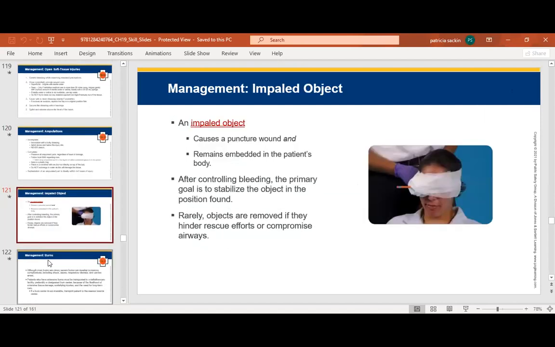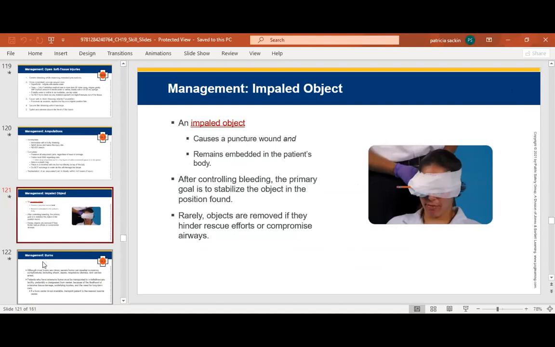Next. Impaled objects, puncture wound: the object remains embedded in the patient's body. After controlling the bleeding, the primary goal is to stabilize. Rarely are objects removed. About the only time I could think that it'd be removed is if it's causing a problem with their airway and breathing. Otherwise, impaled objects are staying in.